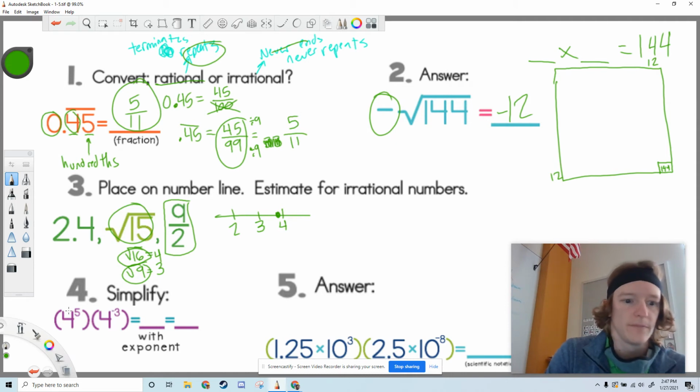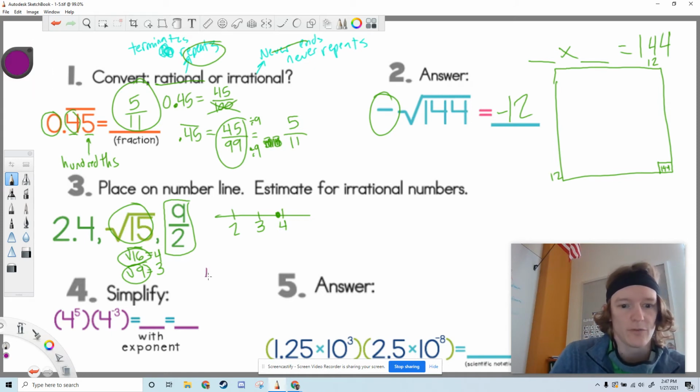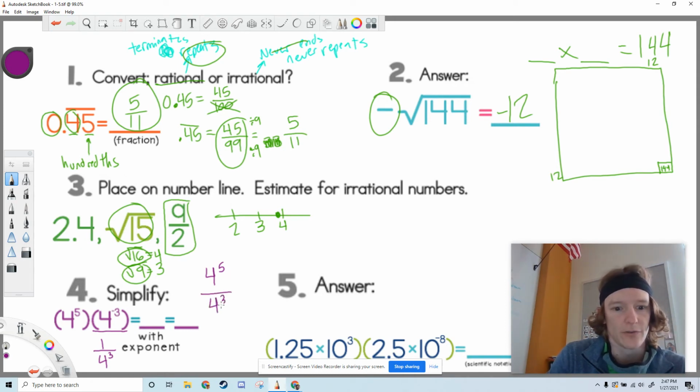For number 4, we have 4 to the 5th. I'll get another color so it's not confusing. I'll do purple like the problem is. So we have 4 to the 5th power. And this 4 to the negative 3rd can be written like this: 1 over 4 to the 3rd. This negative means we can put it in the denominator. It's called the negative exponent rule. It means an inverse of 3. So this is 4 to the 5th over 4 to the 3.